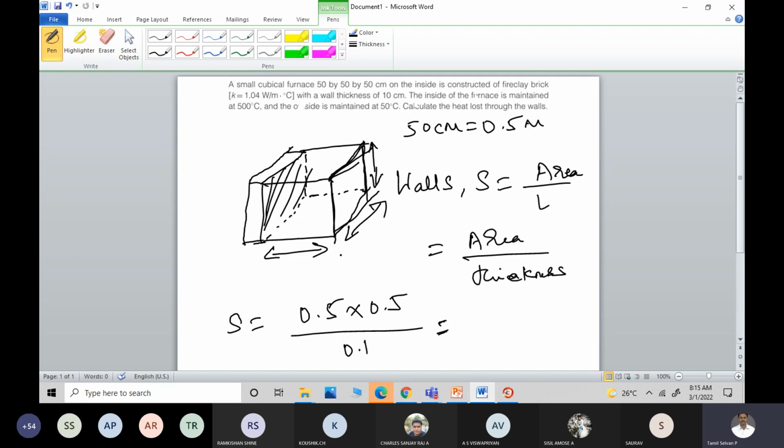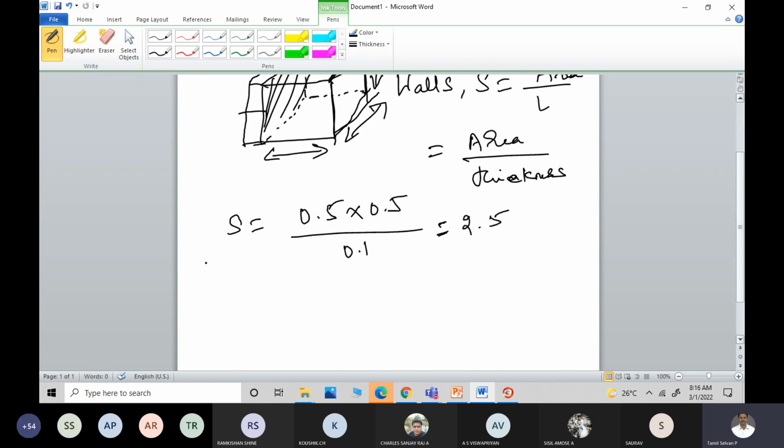So we are considering the area, and the conduction shape factor is found as area divided by its thickness, because the heat is transferred in this direction. It's a multi-dimensional heat transfer, right? So we will be having 0.25 divided by 0.1. How much is it? 2.5, not 25. Yes, correct, sir. Now this is for walls.